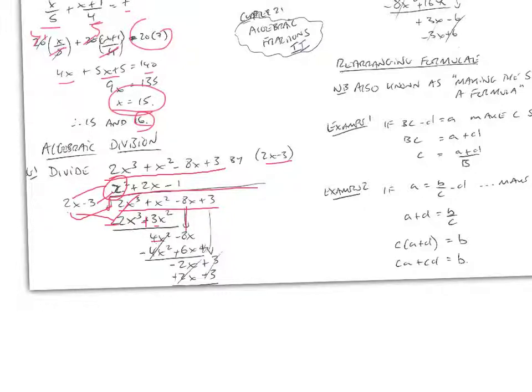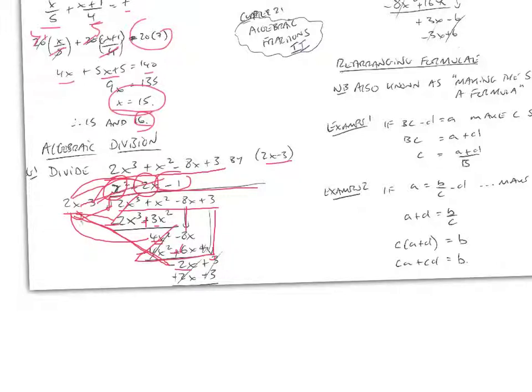Bring down our minus 8x. And we say 2x into 4x squared goes 2x times. 2x times 2x is 4x squared. 2x by minus 3 is minus 6x. Okay, and then we have to change the sign to add these. So we get minus 8x plus 6x is minus 2x. We'll bring down our plus 3. 2x into minus 2x goes minus 1.